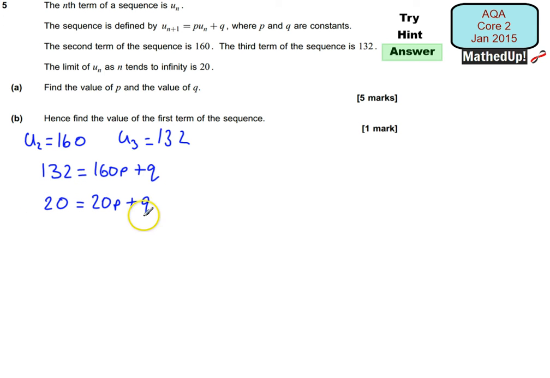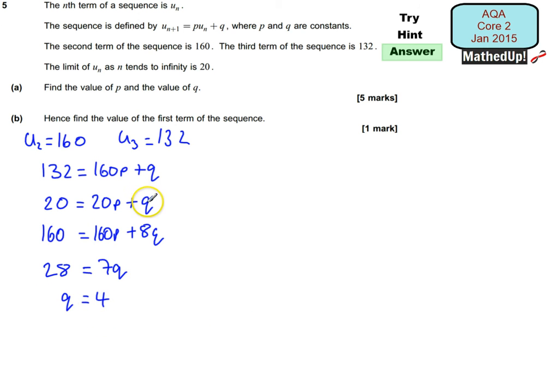If I multiply this second equation by 8, I get 160 is equal to 160p plus 8q. I can now do this equation take away the top one, so 160 take away 132 is 28. 160p take away 160p is 0, and 8q take away 1q is 7q, which tells me that q is equal to 4.